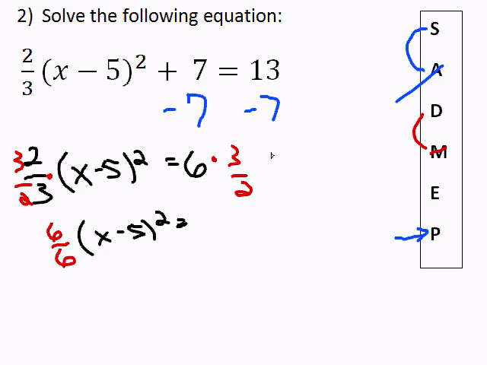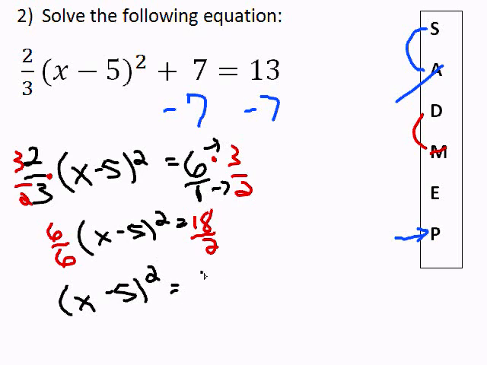Now to multiply the 6 by the negative 3/2, you have to put the 6 over 1. You multiply the top to the top and the bottom to the bottom, giving you 18 over 2. Let's go ahead and simplify that and make that look a little nicer and neater. 6 over 6 is 1, which you don't have to write. We're left with (x minus 5) squared equals 18 over 2, which is 9.